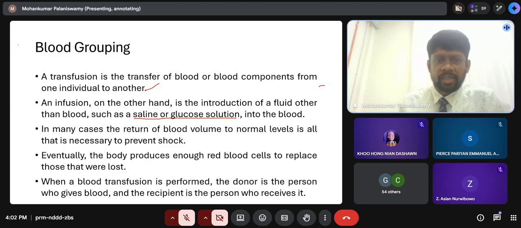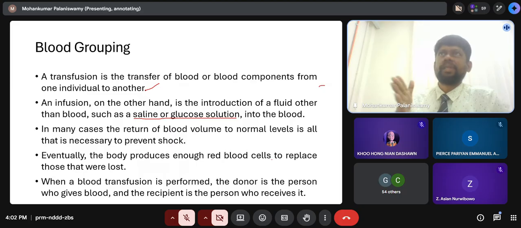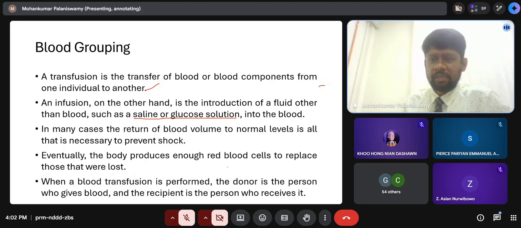So in order to prevent that shock, in some very rare and very urgent scenarios, they will inject the saline water or a glucose solution. After injecting that, the blood will be secreted from the bone marrow. Eventually, the body produces enough red blood cells. If the person survives, the bone marrow will start to produce red blood cells to replace those that were lost.